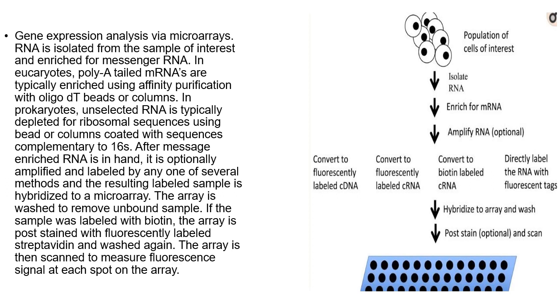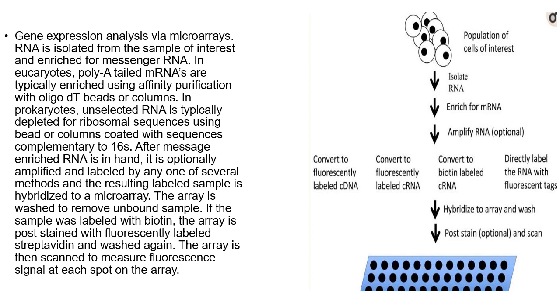16S. After message enriched RNA is in hand, it is optionally amplified and labeled by any one of several methods, and the resulting labeled sample is hybridized to a microarray. The array is washed to remove unbound sample. If the sample was labeled with biotin, the array is post-stained with fluorescently labeled streptavidin and washed again. The array is then scanned to measure fluorescence signal at each spot on the array.